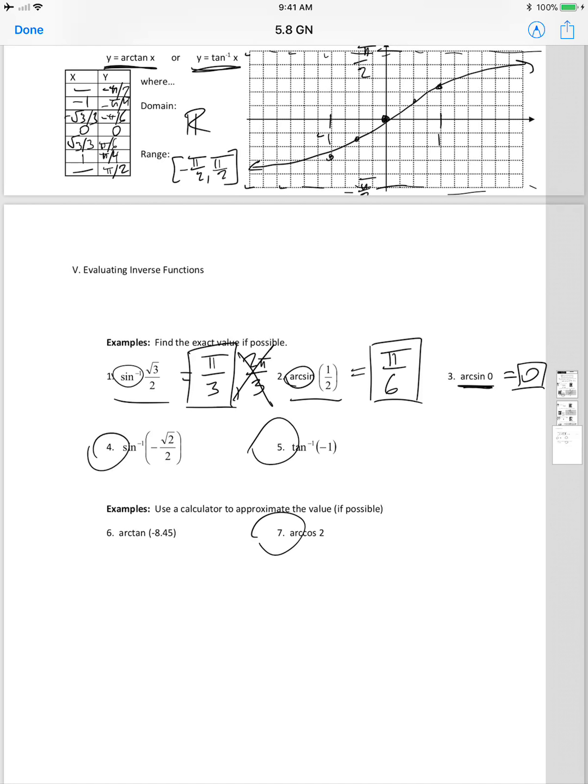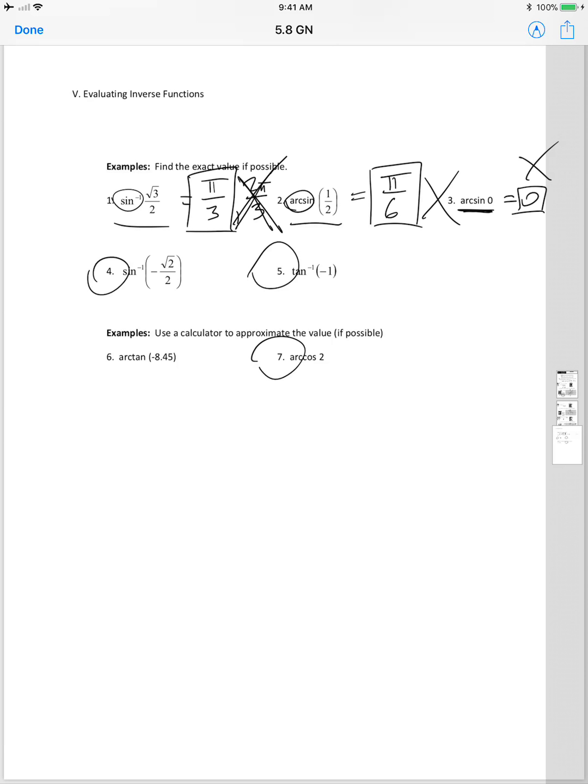Because remember, if I want this to actually be a function, then I can only get one output. The definition of a function is that each input gives me one and only one output. So I have to only have one answer. So I can't look at 2 pi over 3. I can't look at, here would be 5 pi over 6. I can't look at any multiple of pi here.